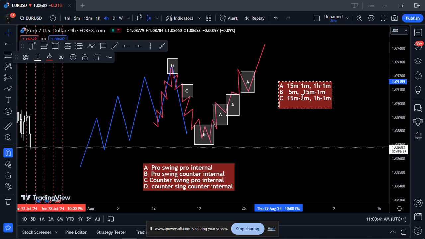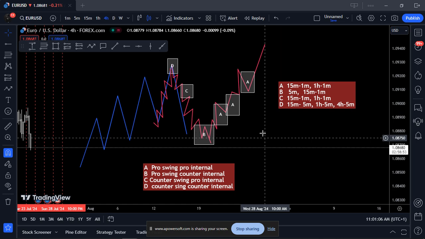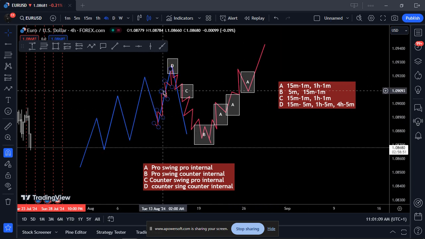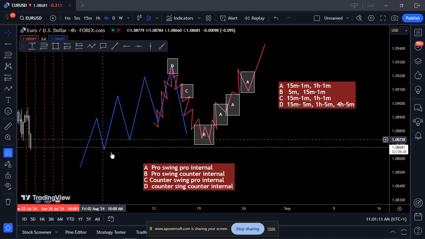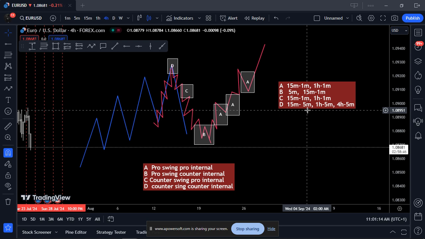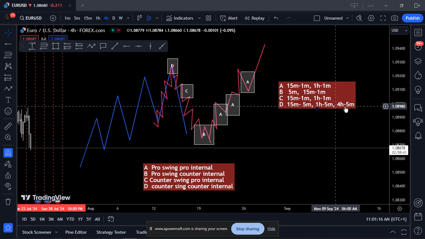D. I work with 15 minutes, 5 minutes, 1 hour, 5 minutes, 4 hours, 5 minutes. This is what I work with in D. Meaning, D is going up against the internal and against the swing. So I need a lot more confirmation. That's why my D is always 5 minutes.